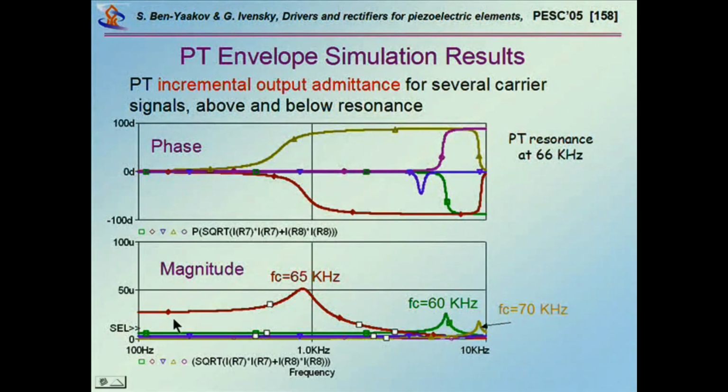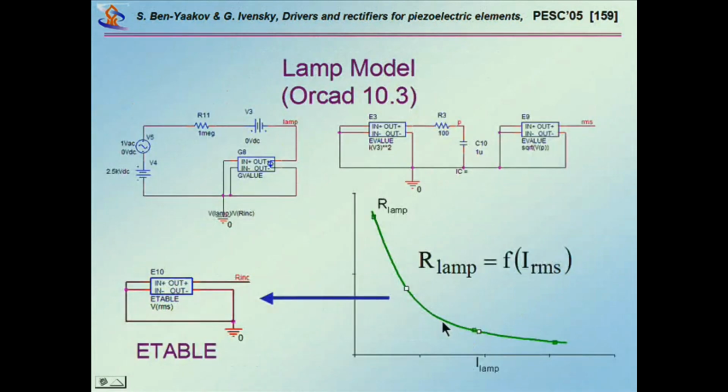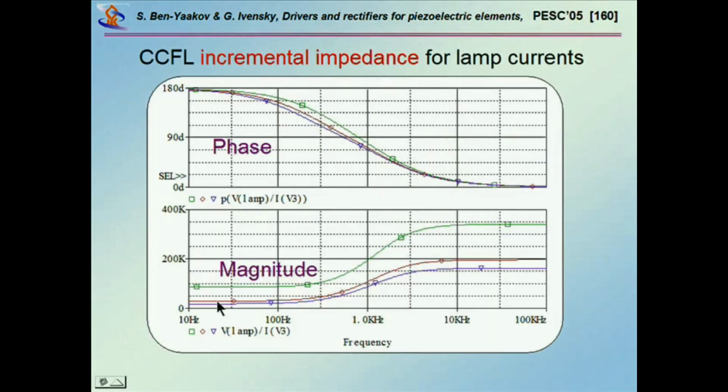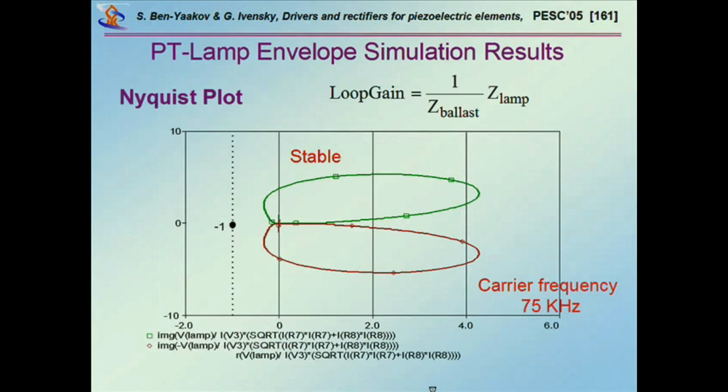Okay? Now, once we have this incremental impedance, and now we have the lamp, and from the model of the lamp we can get the incremental impedance of the lamp. This is the incremental impedance of the lamp. Once we have these two, we can take the ratio, which is the loop gain, and see what's really happening. And here are some results.